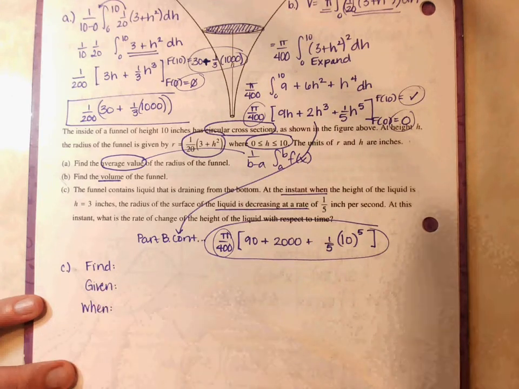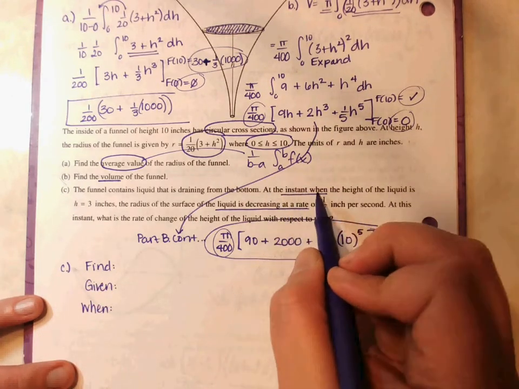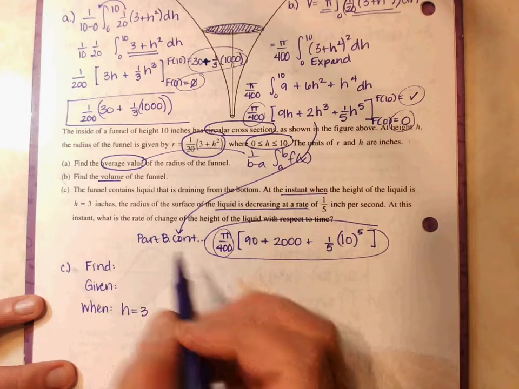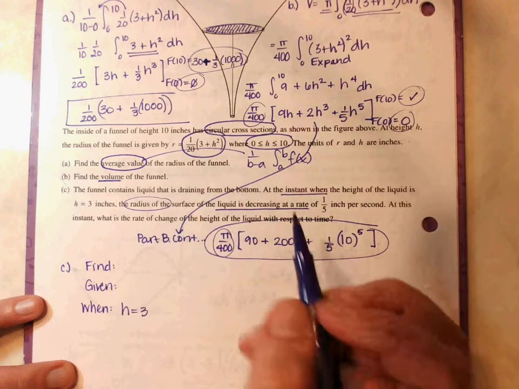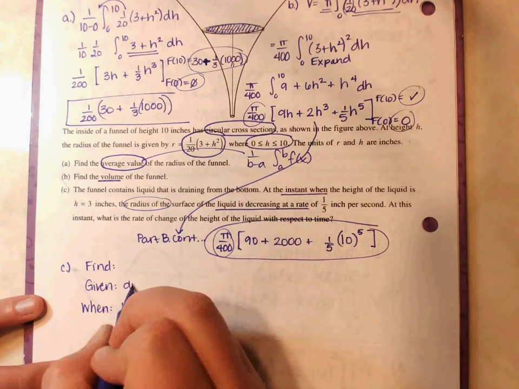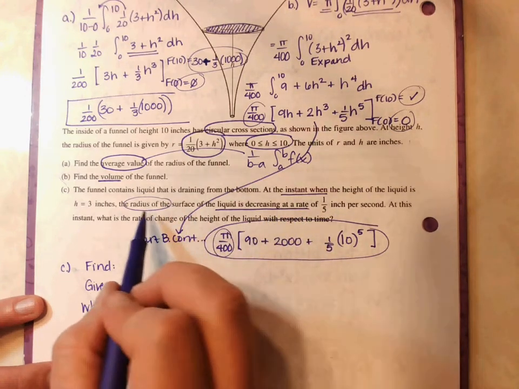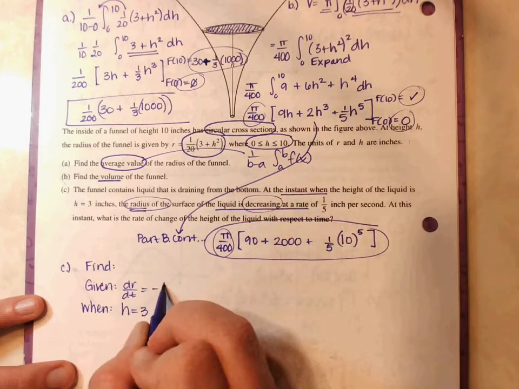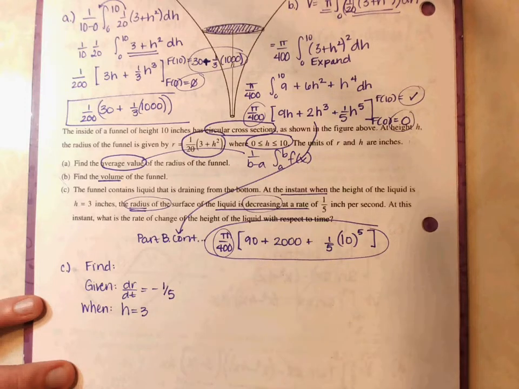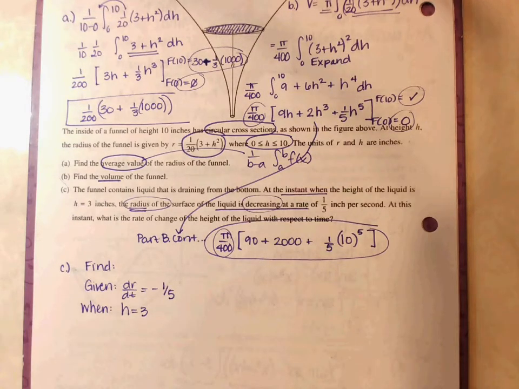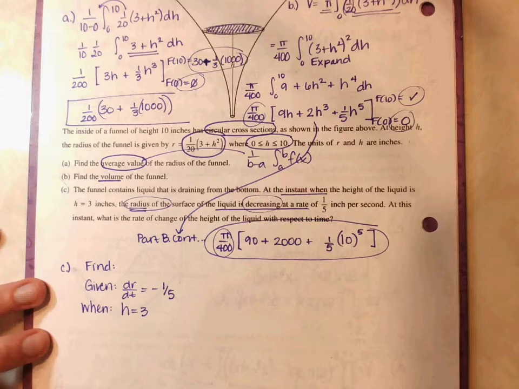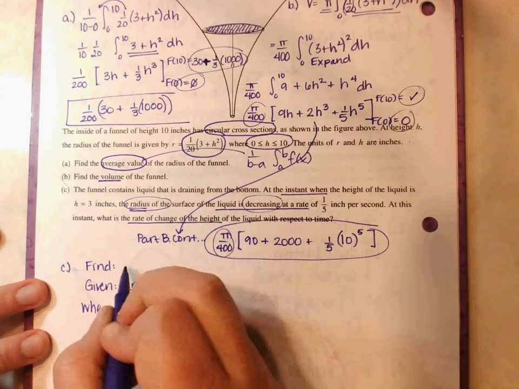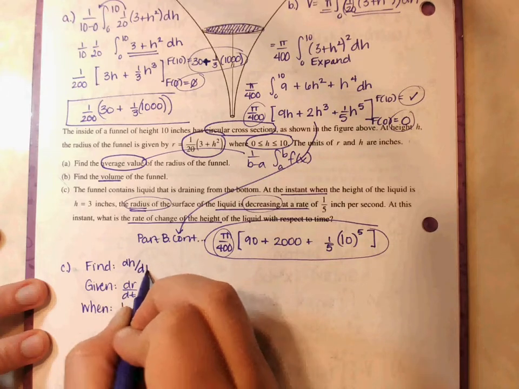Okay, it says at the instant when the height of the liquid is 3, so h is 3. The radius of the surface is decreasing, so that's dr/dt, the rate that the radius is changing. And if it's decreasing, then it's going to equal negative 1/5. So far, so good? Then it says at this instant, what is the rate of change of the height of the liquid? So we are finding dh/dt.